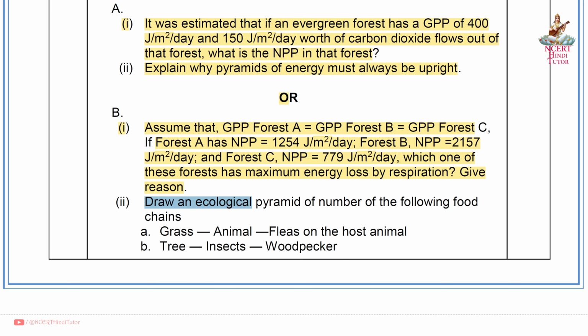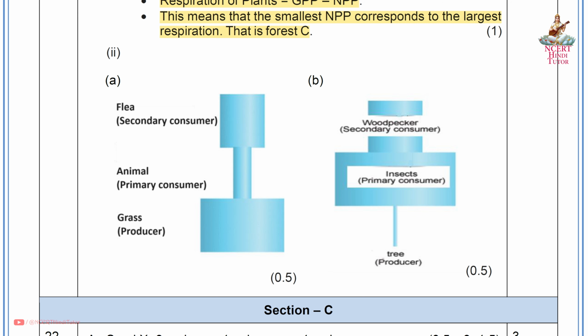Second, draw an ecological pyramid of number of the following food chains. A. Grass, animal, fleas on the host animal. B. Trees, insects, woodpecker. Answer A. Grass producer, animal primary consumer, flea secondary consumer. B. Tree producer, insects primary consumer, woodpecker secondary consumer.